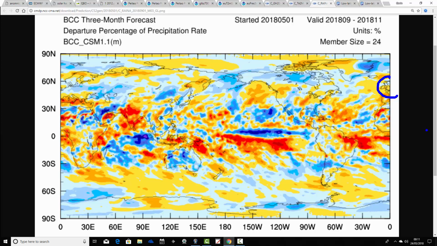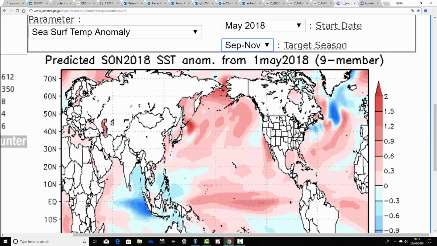No trend yet, you'll notice. It's very early days to get a trend anyway, but certainly for these three models that I've looked at, no trend at all. And then finally, we've got Jamstack IOD.